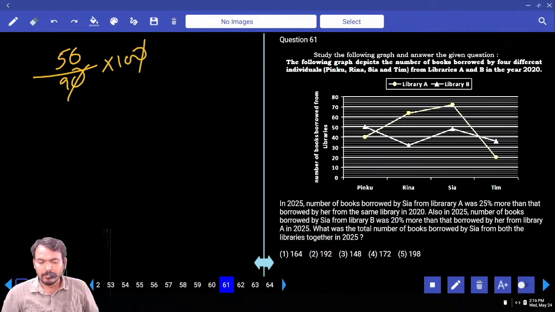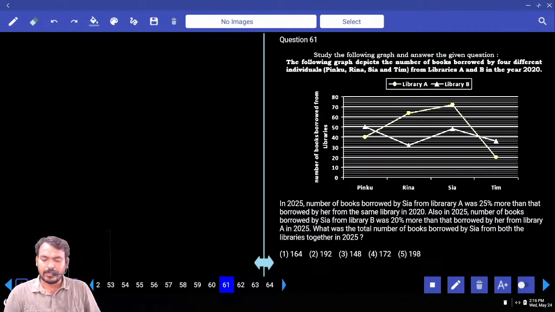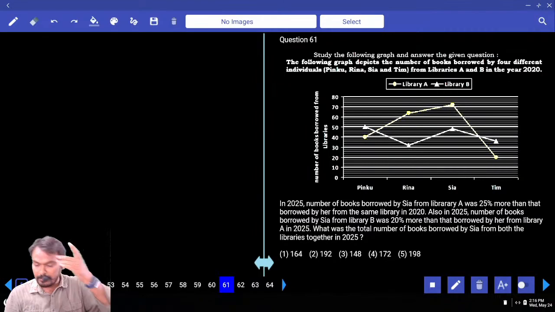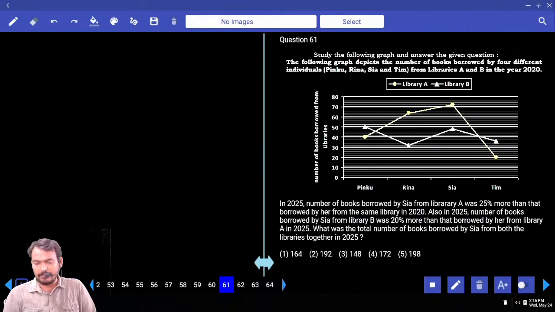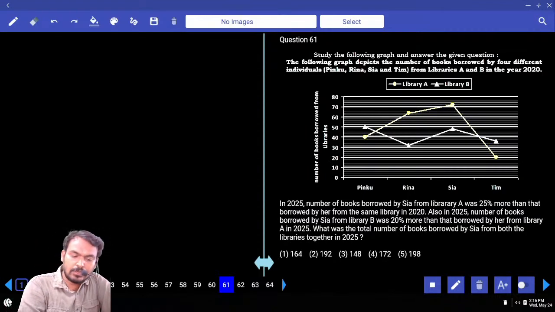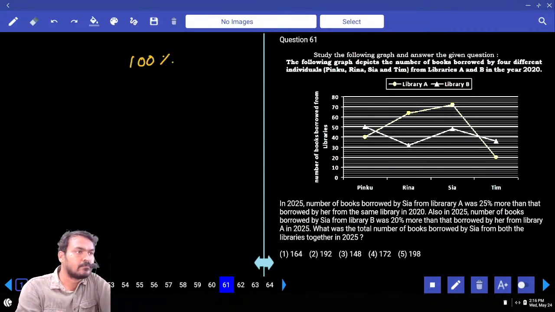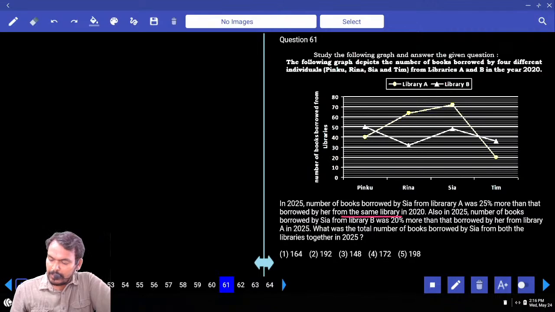Next 61. In 2025, the number of books borrowed by Sia from library A was 25% more than the same library in 2020, and also in 2025 number of books borrowed by Sia from library B was 20% more than the library A in 2025. What was the total number of books borrowed by Sia from both the libraries together in 2025? Suppose in 2020 value we consider 100%, or already given, Sia library A 2020.